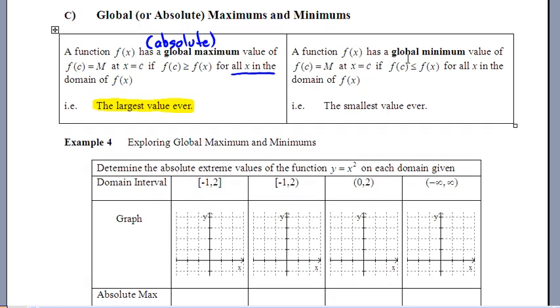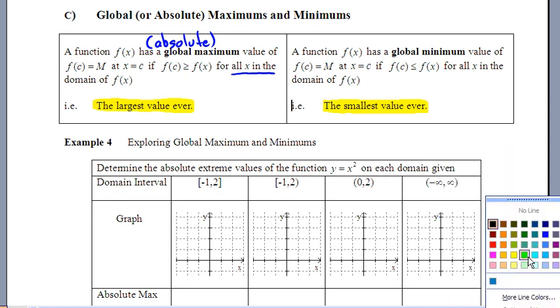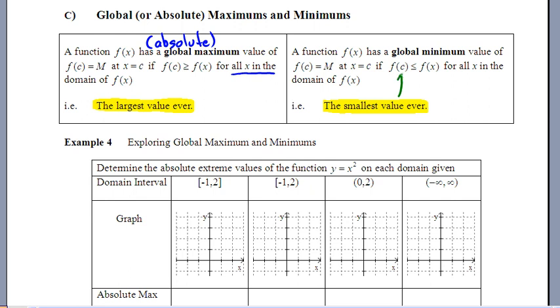An absolute minimum or global minimum is a y value where the function gets that low, and that is it. That is the smallest value ever. Right? You're never going to find a y value less than that. And it's going to actually be this y value right here, that y value or that y value will be either the biggest one ever or the smallest one ever.